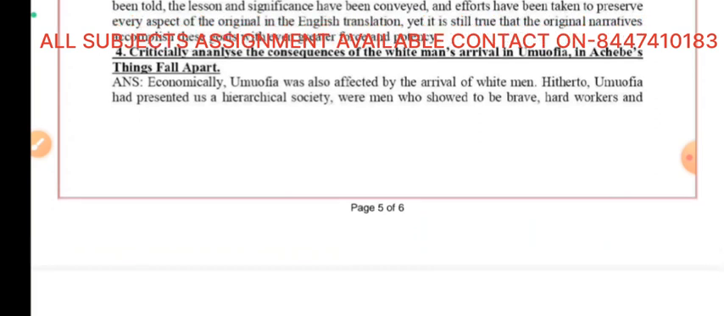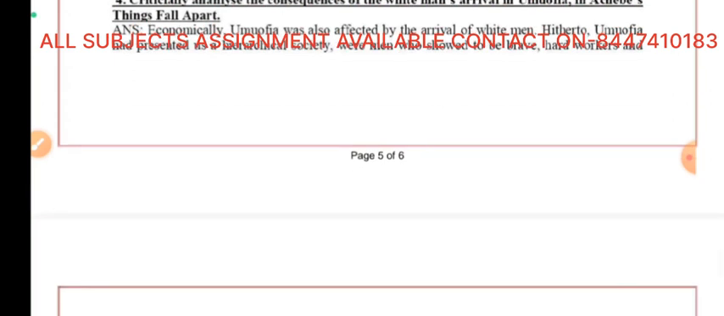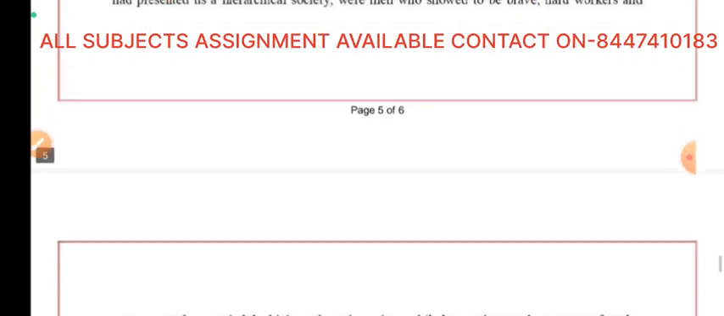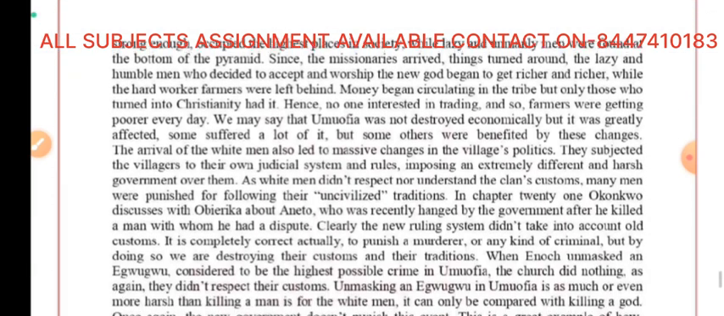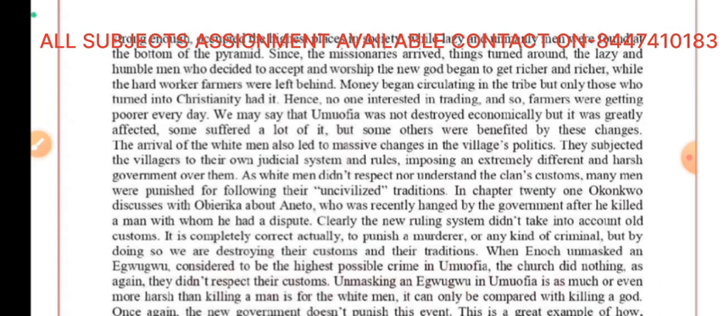Fourth question: critically analyze the consequences of the white man's arrival in Umuofia in Achebe's Things Fall Apart. Economically, Umuofia was also affected by the arrival of the white men. Hitherto, Umuofia was presented as a hierarchical society where men who showed themselves to be brave, hard workers and strong occupied the highest place in society, while lazy and unmanly men were found at the bottom of the pyramid.